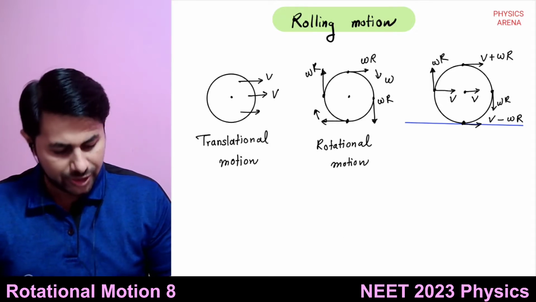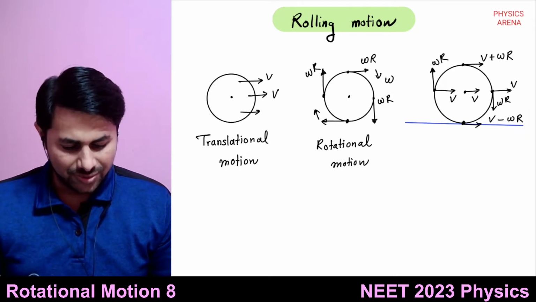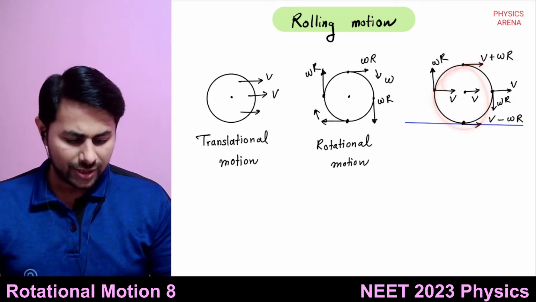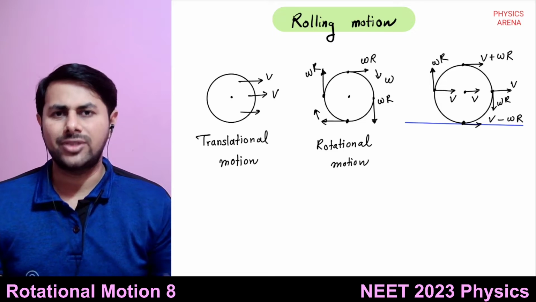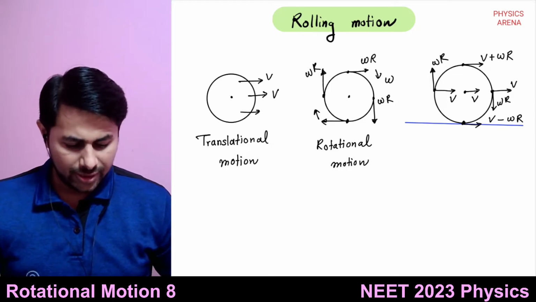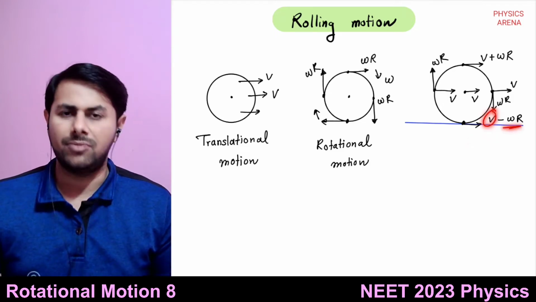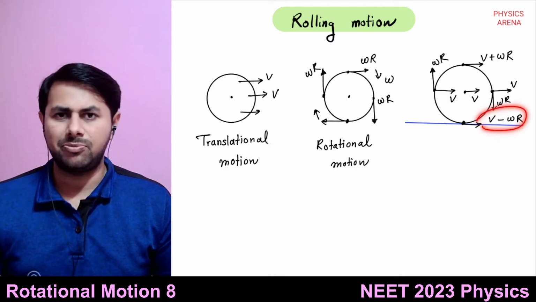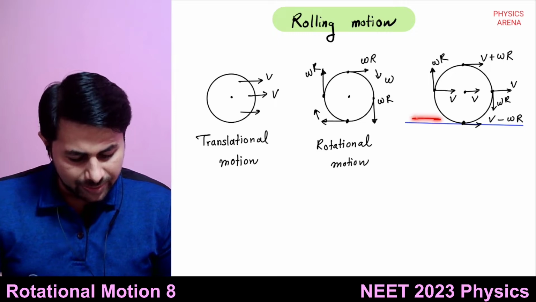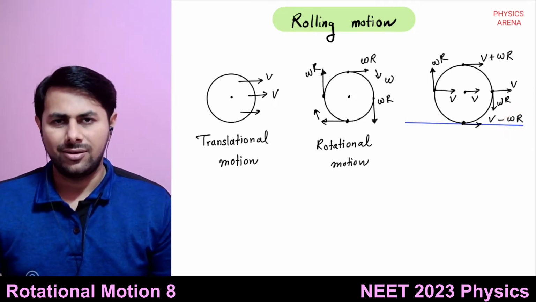So velocity due to rotation, and v is directed like this. Now suppose this wheel rotates without slipping. If it slips, what will happen? If it slips in this direction, that means v is greater than omega r. Okay, v minus omega r is positive. If it slips in the other direction, then omega r is greater than v, right?